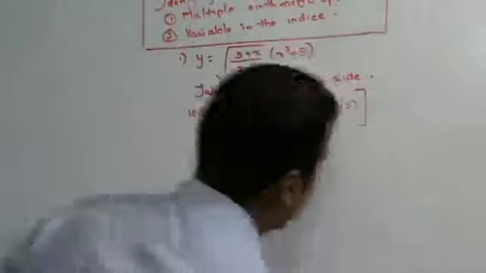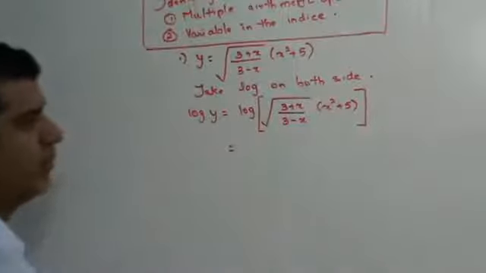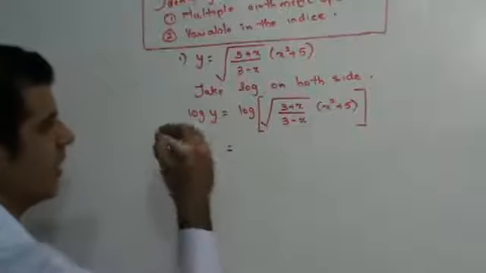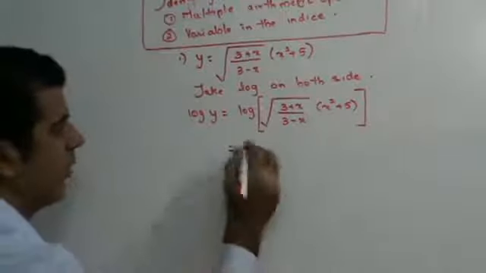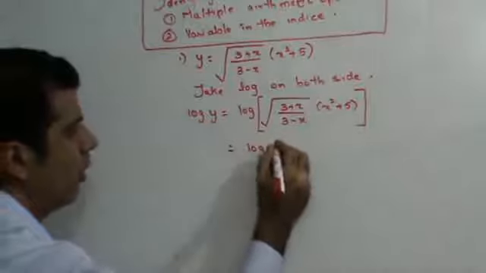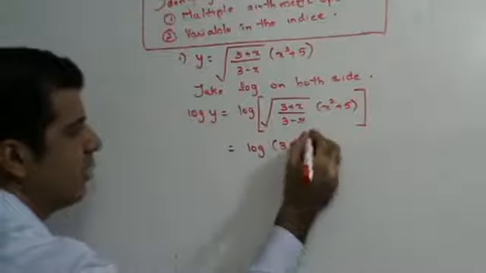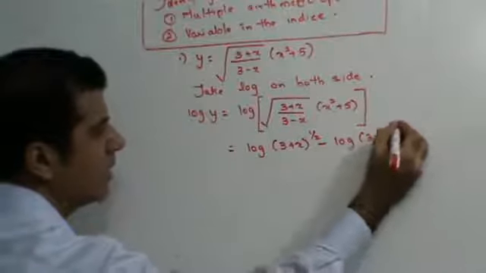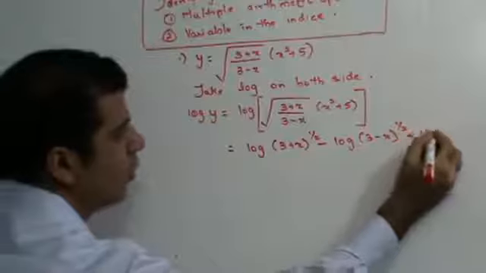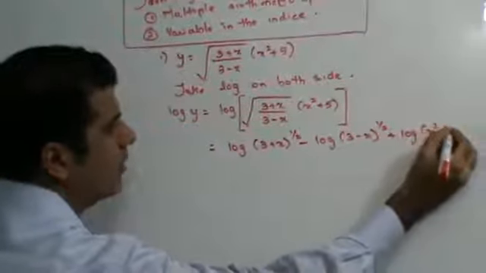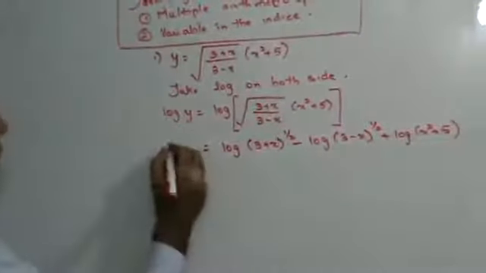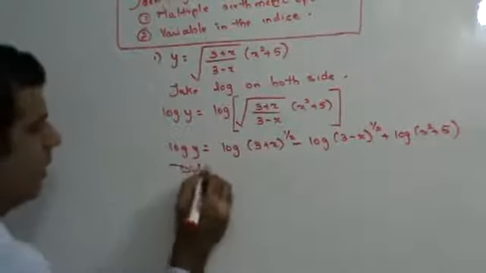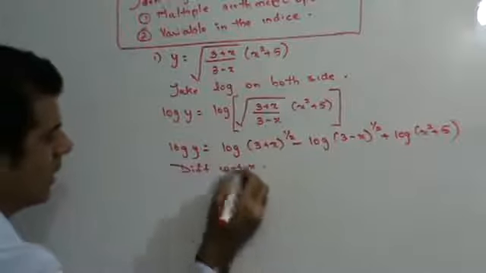Right? Now, let's see this. In log, multiplication changes to addition, division changes to subtraction, and square root changes to indice 1 by 2. So this will be log 3 plus x raised to 1 by 2 minus log 3 minus x raised to 1 by 2 plus log x square plus 5. Right? So you get log y is equal to this. Now differentiate with respect to x.